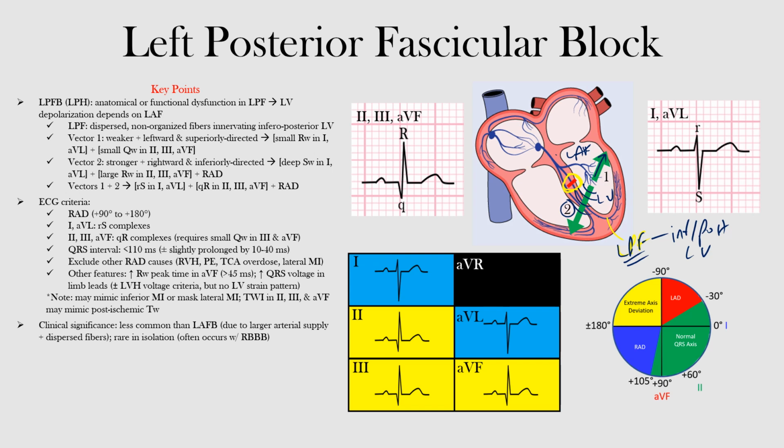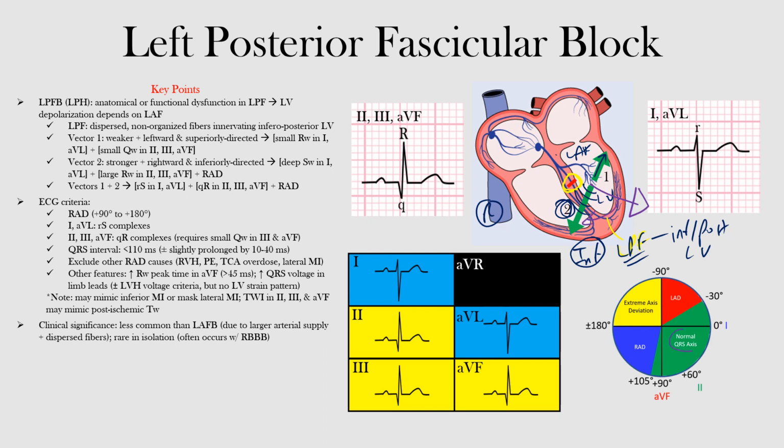So again, notice our second vector here, heading rightward to the right side of the heart, as well as inferiorly, okay? And because it's heading in that direction, we're going to get a shift in our axis. Normally it should be heading this way, but it's now going to be going more rightward.